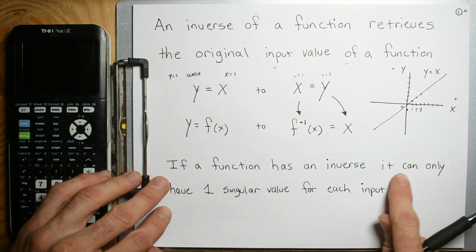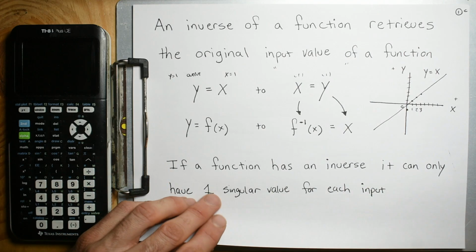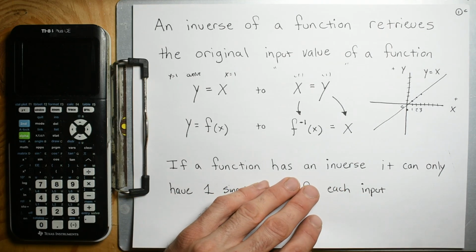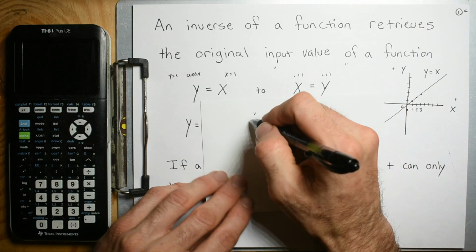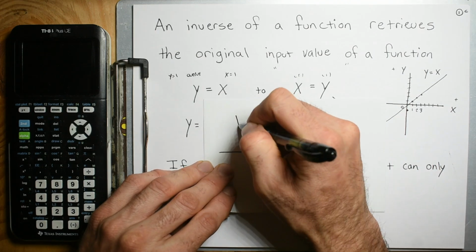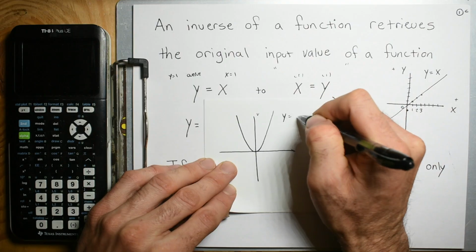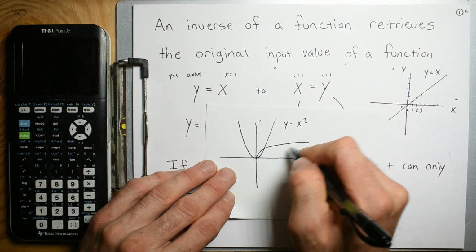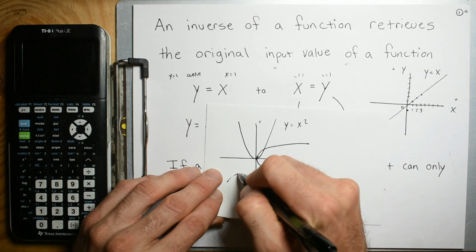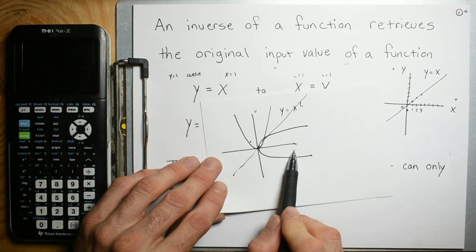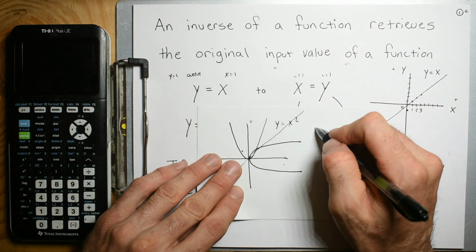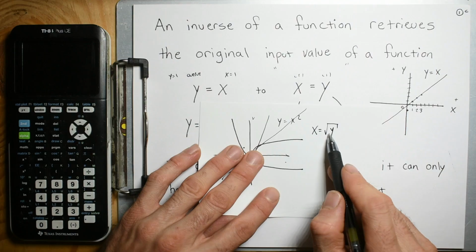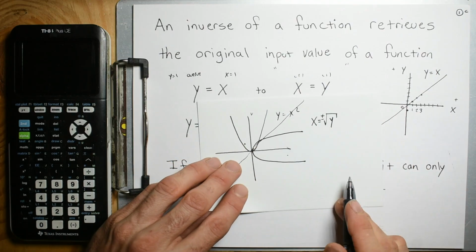If a function has an inverse, it can only have one singular value for each input. And I can do this graphically. The one that's not going to work, the simplest one, is just y is equal to x squared. If you reflect this graph along the y, you could solve for x too. X is just the square root of y. But what happens when we get the square root of y? We get a plus and a minus.